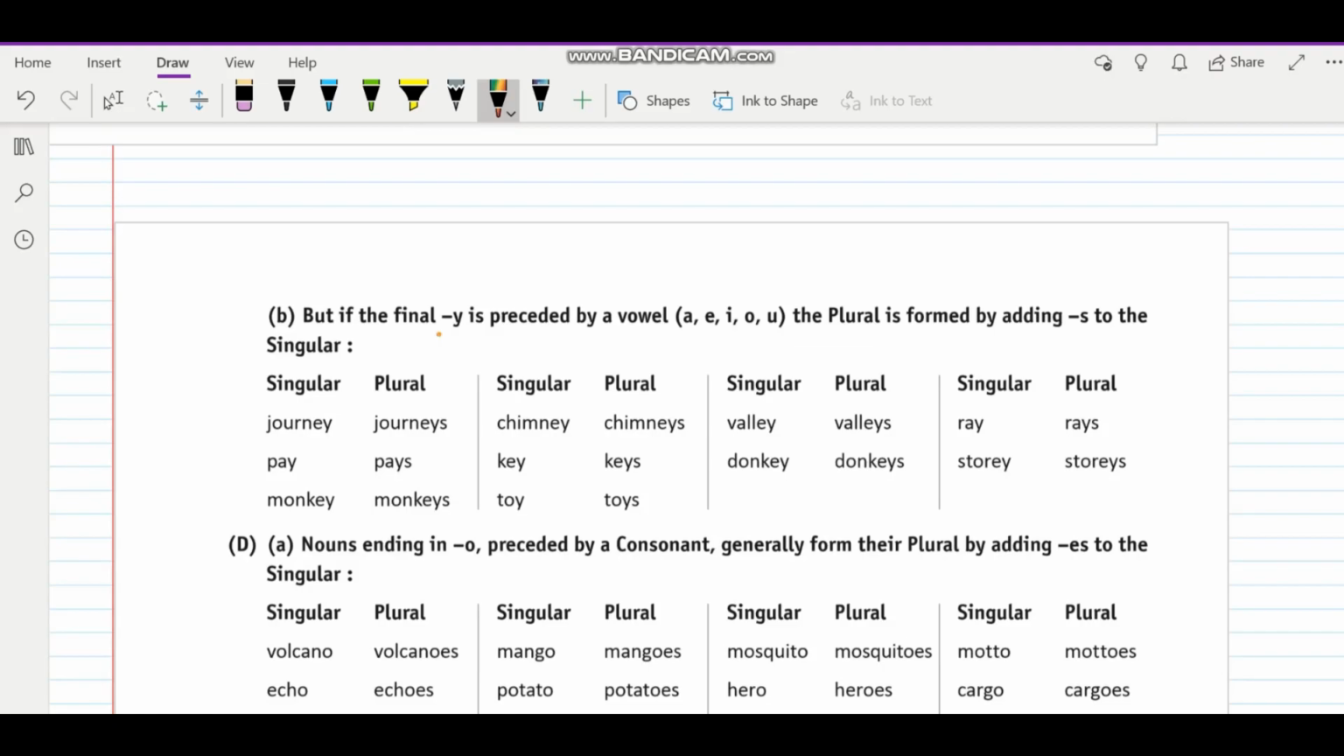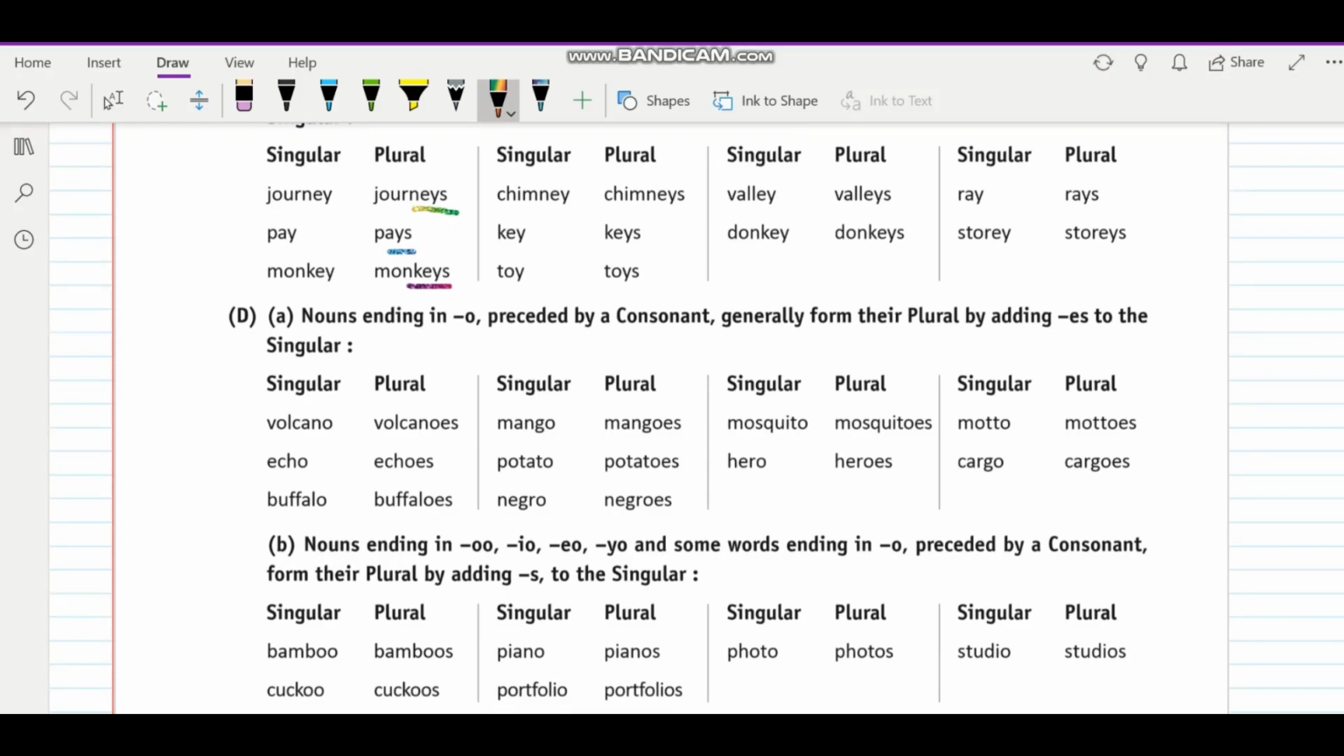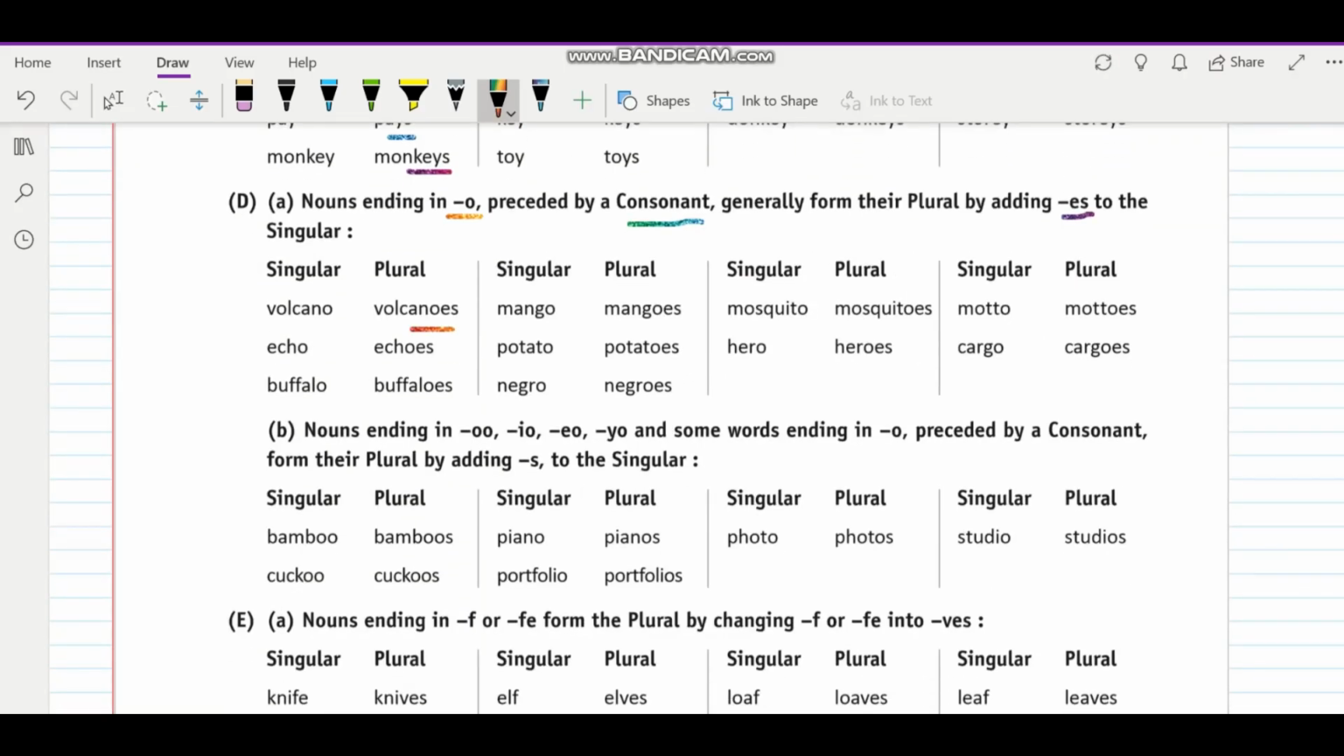But if the ending Y is preceded by a vowel, then we simply add S. And we will not remove Y. It becomes journeys, keys, monkeys, and so on. Now if you talk about the nouns which are ending in O and are preceded by a consonant, we add ES to it. Like volcanoes, echoes, potatoes, heroes, then cargoes, mottoes.